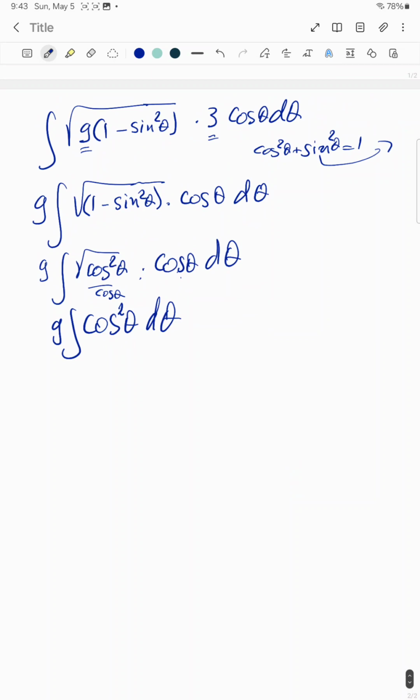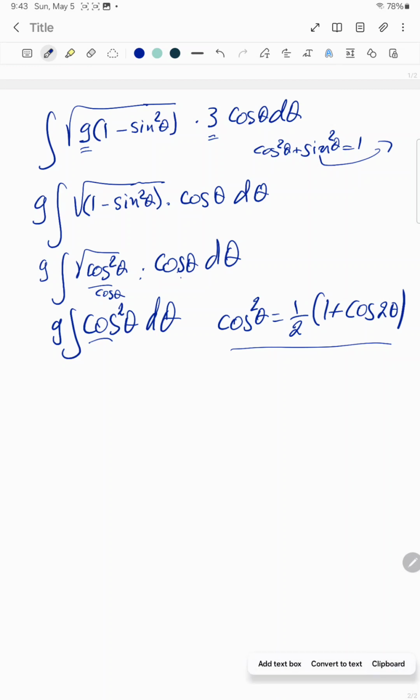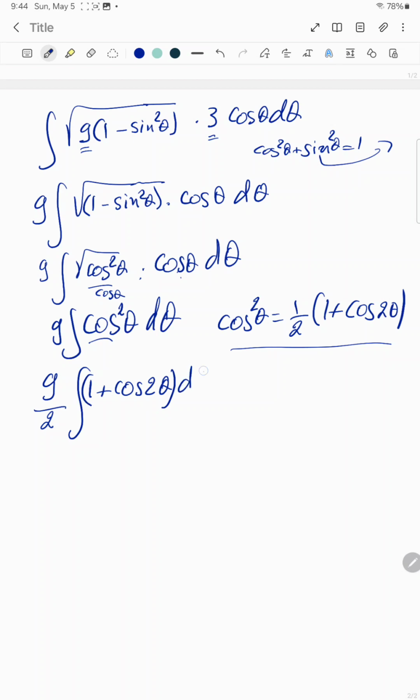And now I know cosine square theta. I have a formula that says cosine square theta is equal to 1/2 times 1 plus cosine 2 theta. This is from trigonometric identity. I can use this formula now. I will replace this cosine square of theta by 1/2 times 1 plus cosine 2 theta. The 1/2 is a constant, I'll take it outside my integral, so it becomes 9 divided by 2 times the integral of 1 plus cosine 2 theta d theta.